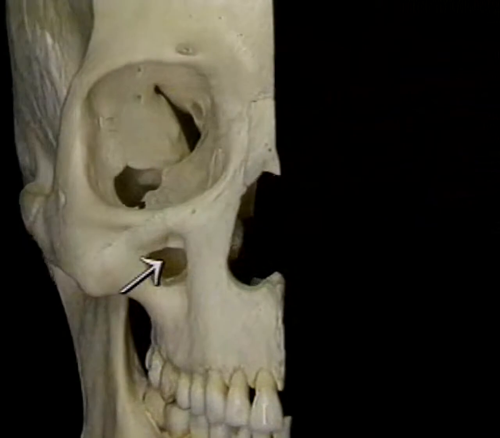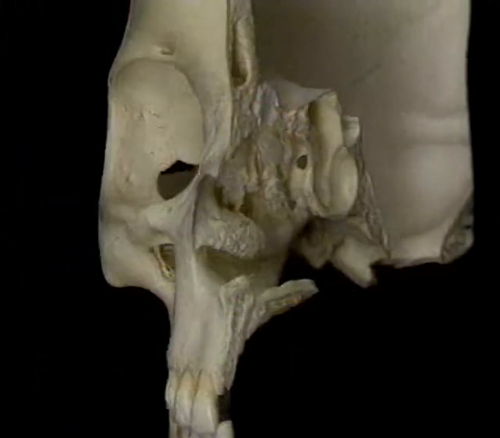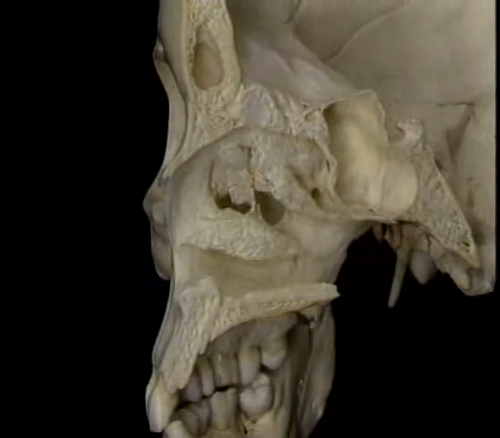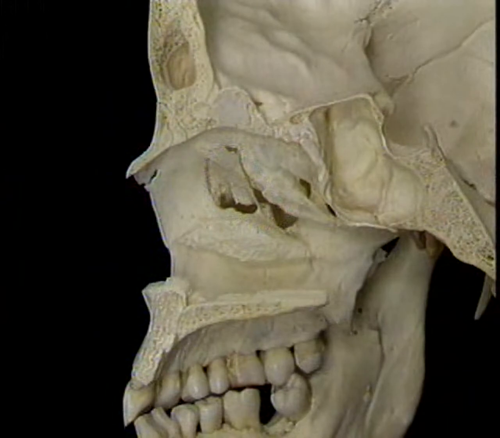Here's the maxillary sinus cavity, seen through an artificial opening. The frontal and maxillary sinuses both open in this complex area beneath the middle concha, which we need to look at in more detail.